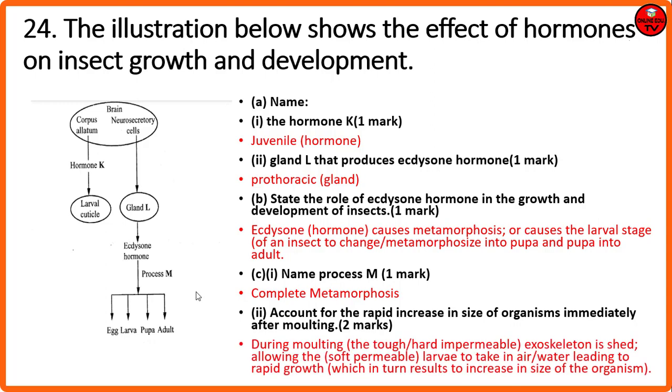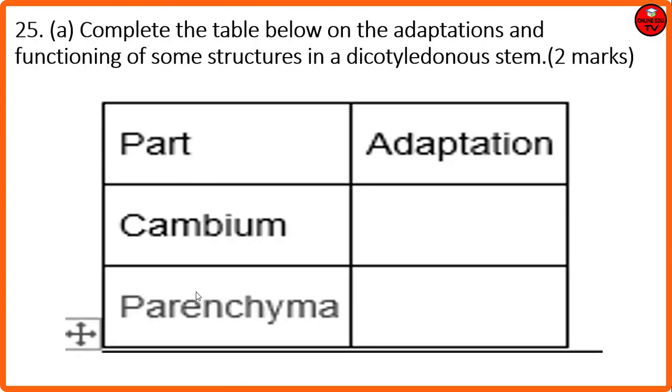Account for the rapid increase in size of organism immediately after molting. This is because during molting, the tough, hard, impermeable exoskeleton is shed, allowing the soft permeable larva to take in air and water, leading to rapid growth, which in turn results in increase in size of the organism.